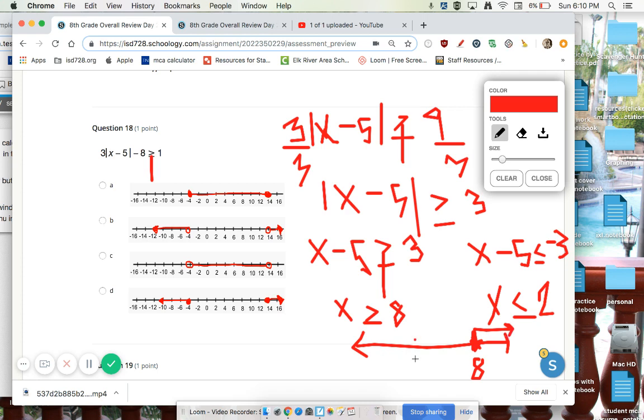Less than or equal to 2, I would have my 2 right here, colored in because of the line under it, and I'm less than, so I'm going to the left. So once I get that fixed, it will be the graph that looks like this. So it's not an and graph. It's not connected. It's an or graph. All right? So I better remind myself I need to fix number 18.